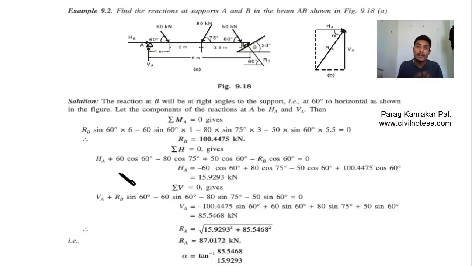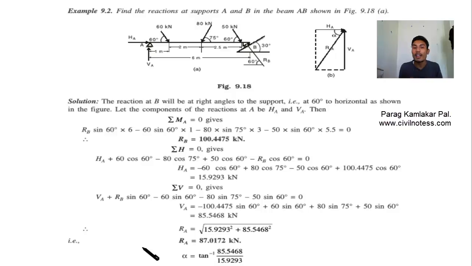After getting the summation of moments, the summation of all horizontal forces and the summation of all vertical forces, you have to go for the determination of the support reaction R. The reaction at point A is nothing but the square root of the summation of horizontal forces squared plus the summation of vertical forces squared. So you take the square root of the sum of the squares of the horizontal and vertical forces, and you get this RA.